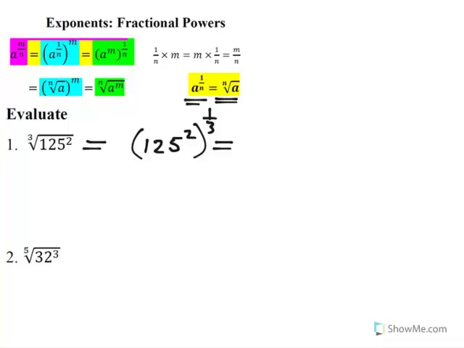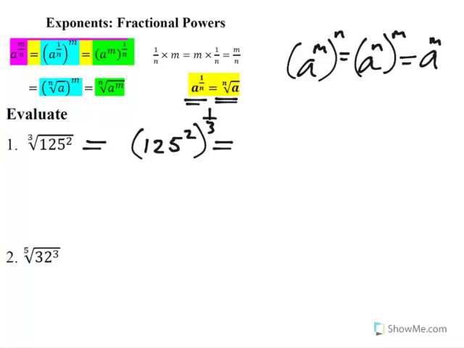Well, if we go back to the rule a to the power of m to the power of n, if you remember, it's the same as a to the power of n raised to the power of m. We can interchange the powers, because the end result is a to the power of m times n. So here we do exactly that. We interchange the 2 and the 3rd. We get 125 to the power of the 3rd, and then we square it.